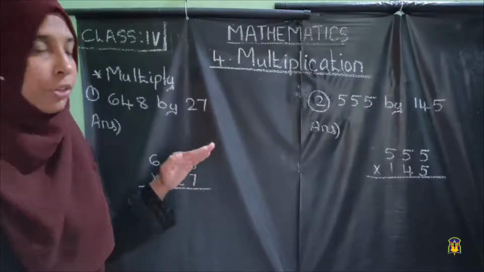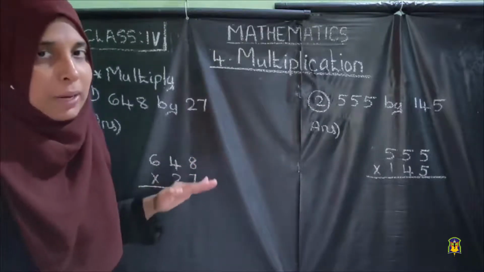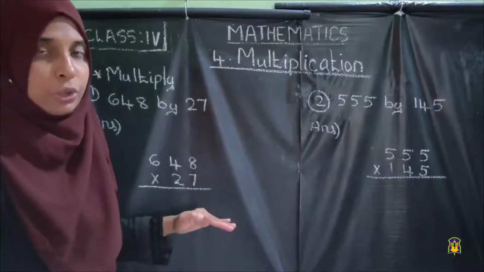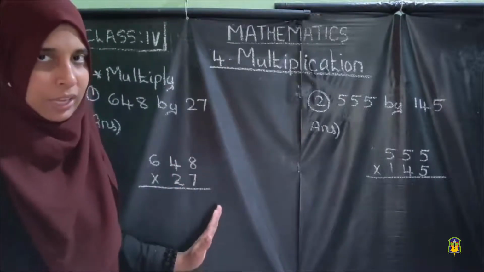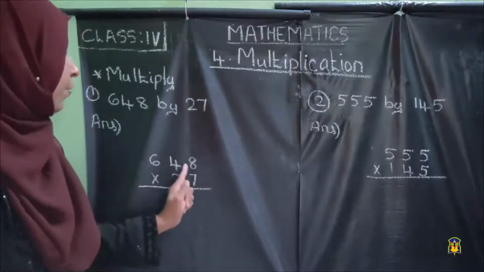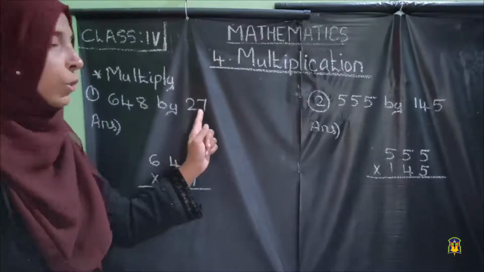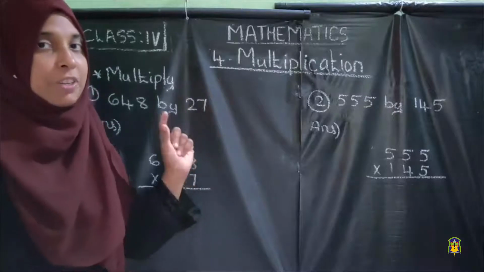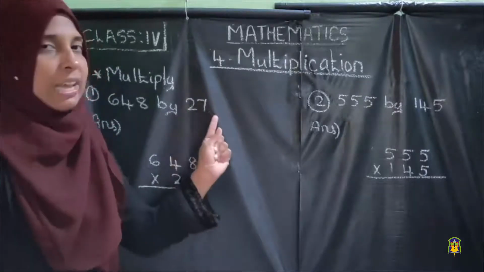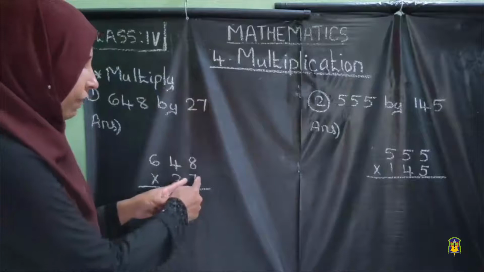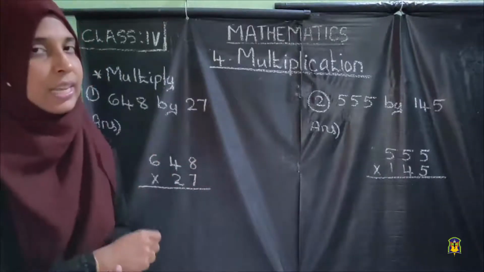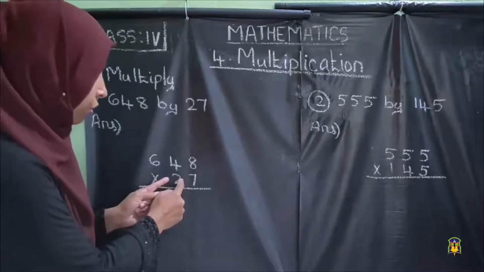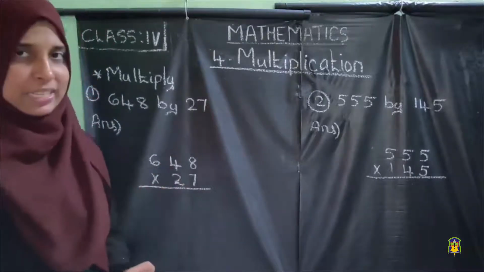So first we want to write the numbers one below the other. We need to write the digits according to their places. Okay, so here 648 into 27, and we know that in 27, 7 is in ones place, so 7 should be written below the ones place digit. Then 2 is in tens place, so 2 should be written below the tens place digit.